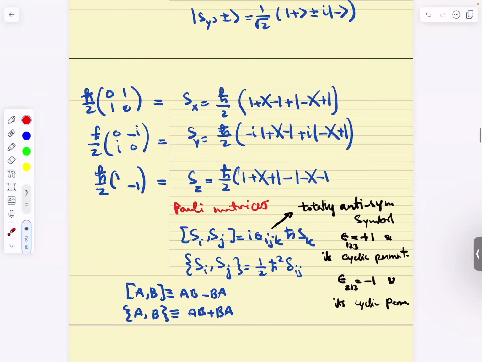All right, so based on what I've told you, this is S of Z, right? H bar over 2 times plus-plus minus minus-minus. These are the eigenvectors, and the +1 and the -1 are eigenvalues. What this expression is simply is precisely this. So here I'm writing this for each of these observables.